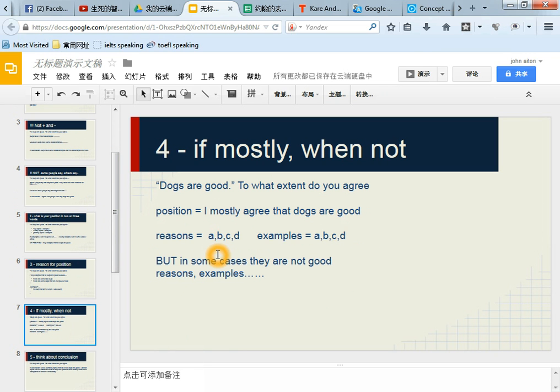Okay, now before I talked about it depends. So sometimes you mostly agree, but it depends on the situation. So in that context, first of all, you still think about your position. So dogs are good. To what extent do you agree? My position is I mostly agree that dogs are good. Then I think about the reasons and examples. But in some cases, they are not good reasons or examples. Okay, so here, in some cases, it depends. So I need to think of when it depends. I mostly agree that dogs are good. However, in some situations, they are not. So then I think about the exceptions if I mostly agree.